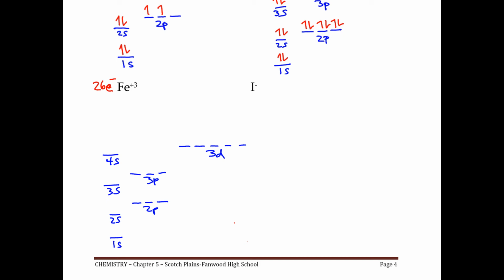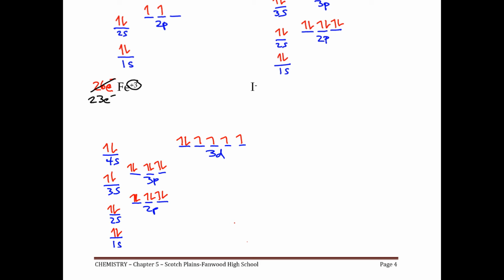Okay, we have 26. So we're going to go 1, 2, 3, 4, 5, 6, 7, 8, 9, 10, 11, 12, then up, up, up, 13, 14, 15, 16, 17, 18, 19, 20. So I have 6 more to go. 21, 22, 23, 24, 25, 26. So there's my drawing so far. But what I have to remember is this is not iron, it's iron plus 3. So if you're a plus 3, that means you lost 3 electrons. So this is really going to go down to 23 electrons. So we're going to make this 23.